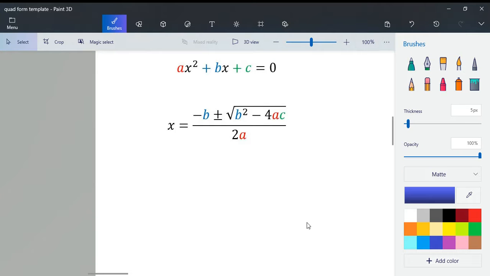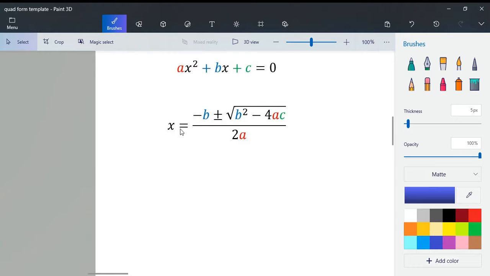Hi, in this video we're going to talk about the quadratic formula and how to use it with an example. So if we have a quadratic equation, ax squared plus bx plus c equals 0, this is called standard form. A, b, and c are just numbers. The quadratic formula allows us to solve any quadratic equation, even those that cannot be factored.